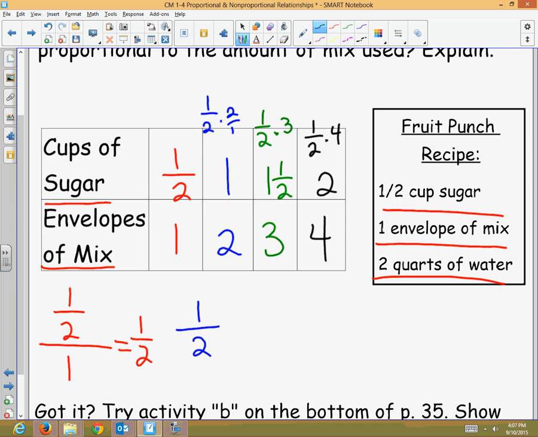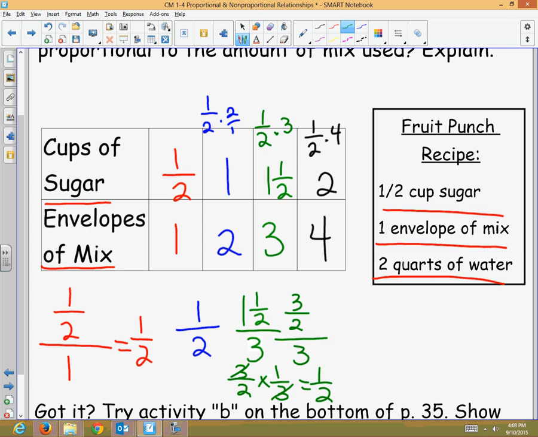What about this? 1.5 divided by 3. 1.5 is 3 over 2, divided by 3. Well, if you work that out, 3 over 2 times the reciprocal, which would be 1/3, those cross cancel. You still end up with 1/2. And last of all, the black, for 2 cups of sugar, it takes 4 envelopes of mix. Reduce it and you get 1/2.